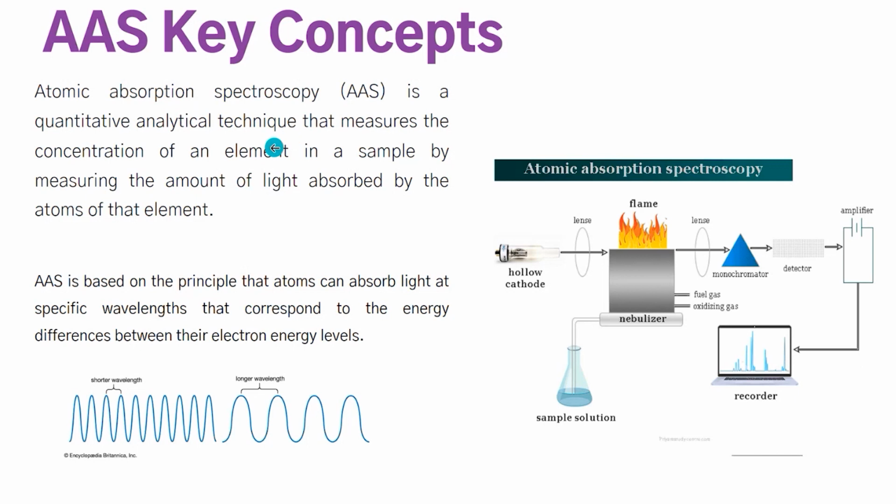Now, the key concepts relating to atomic absorption spectroscopy, or as it is abbreviated, AAS, is a quantitative analytical technique that measures the concentration of an element in a sample by measuring the amount of light absorbed by the atoms of that element. So AAS is based on the principle that atoms can absorb light at specific wavelengths that correspond to the energy differences between the electron energy levels.